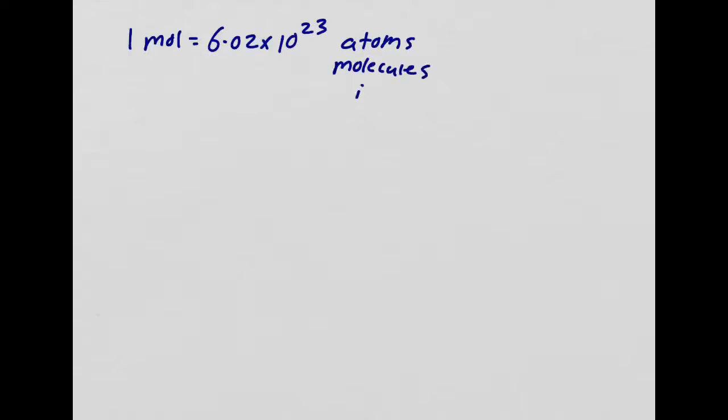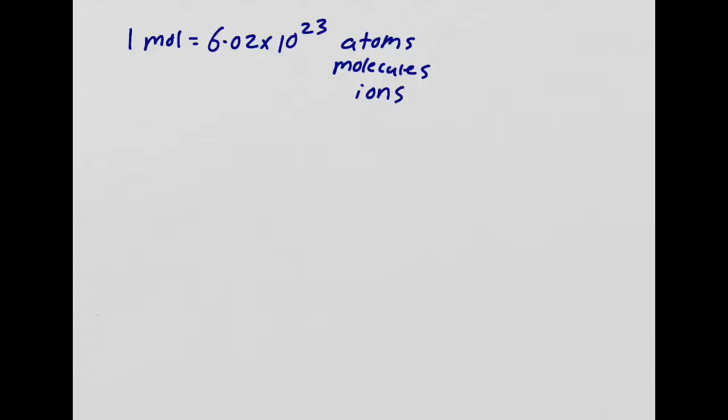Hi class, so last time we started talking about moles, right? And we said that in chemistry we really care about moles. And 1 mole is 6.02 times 10 to the 23rd. That could be atoms, if you have an atom, molecules if you have a compound, and ions if you have atoms with charges.